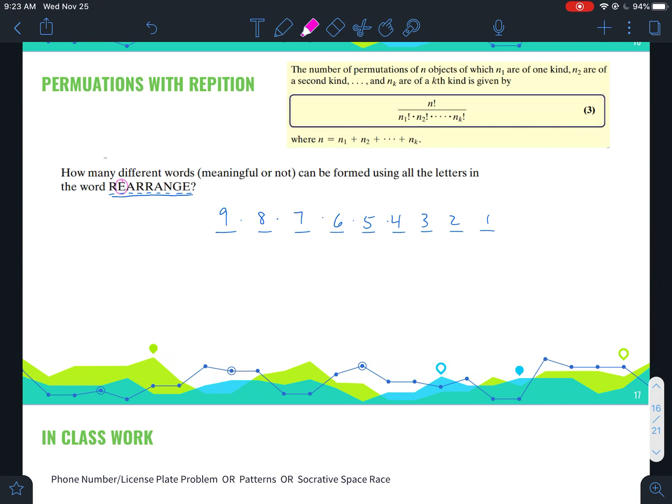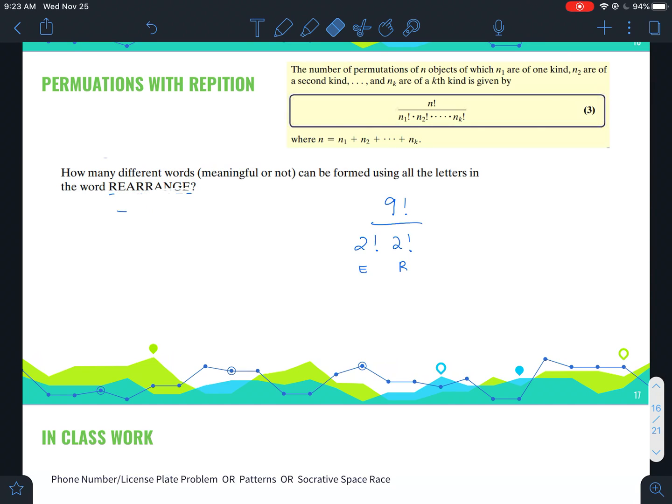But notice, not all the letters are different. E is up there twice, R is up there twice, and A is up there twice. So if there are repeated elements in your situation, you've got a new formula. So you're going to do 9 factorial, because there's 9 letters, but then every time something's repeated, so notice E happens twice, so I'm going to divide by 2 factorial, which represents the E's that are repeated.